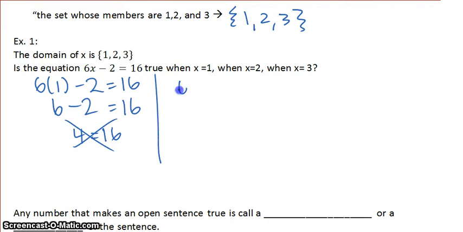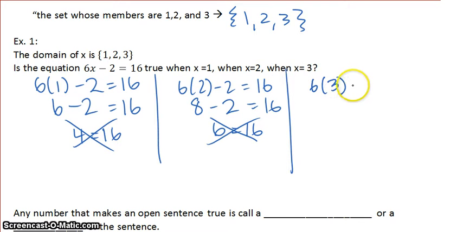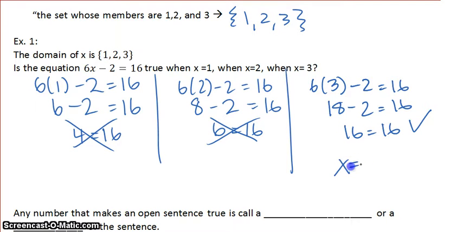So we're going to try 6 times 2. And I know this might seem silly right now because you might not know how to solve an equation, but this is what we're working our way into that process. So 6 times 2 is 12, minus 2 equals 16. So 10 equals 16 is not true, so that doesn't work. Now we have 6 times 3 minus 2 equals 16. So 18 minus 2 equals 16. So we have 16 equals 16. That works. So therefore our answer is x equals 3. Out of our domain, the only one that worked was 3.